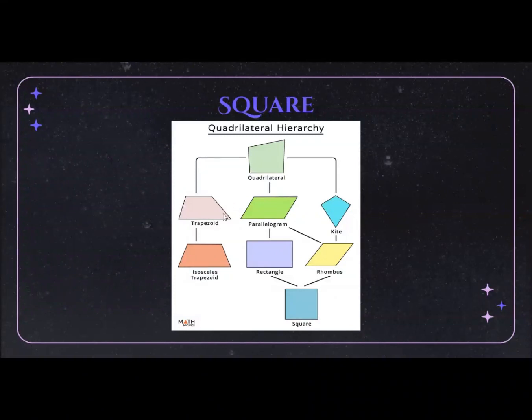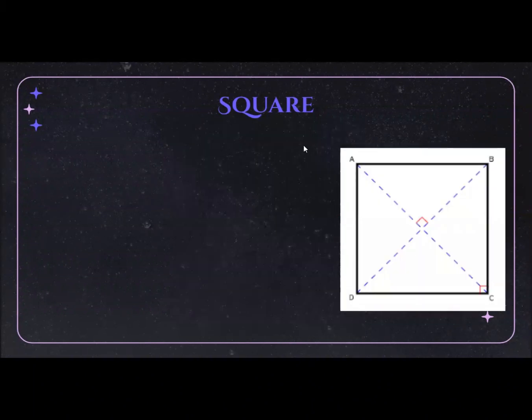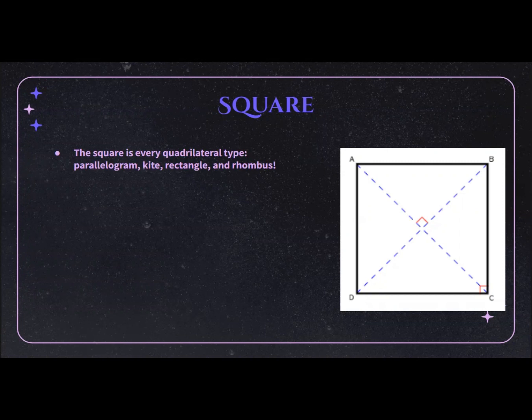So first, let's go over the properties. This is going to be a mouthful, so watch out. A square is a subset of every quadrilateral that we talked about, except for the isosceles trapezoid, because trapezoid is weird, and we're not going to talk about that. So it is a parallelogram, a kite, a rectangle, and a rhombus. It has all the properties of every single one of those. So you would ask, are the sides parallel? Yes, they are. Are the angles equal? Yes, they are. Are the diagonals bisecting? Yes, they are. Are they equal? Yes, they are.